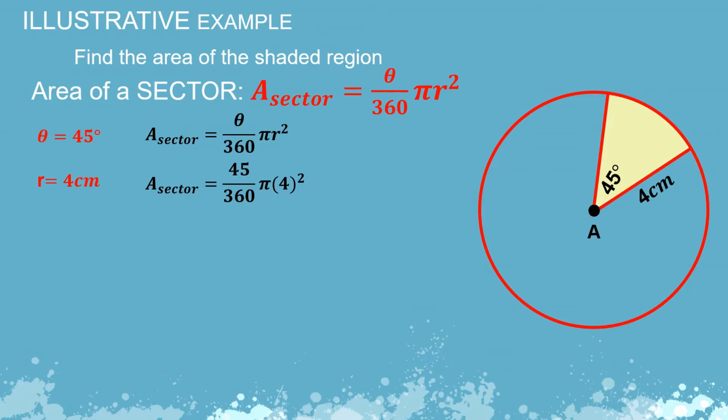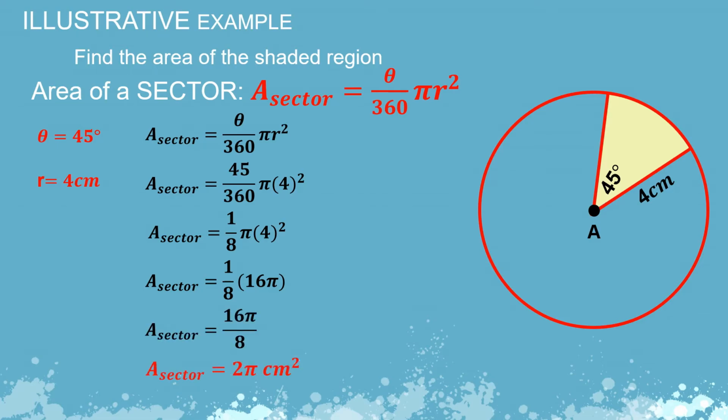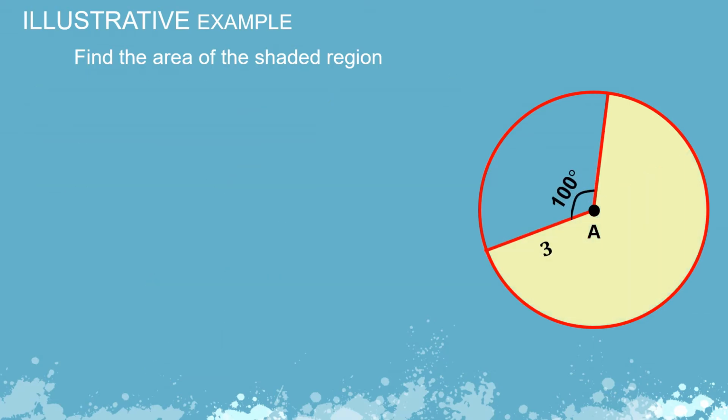Simplifying 45 over 360, that will give us 1 over 8 pi times 4 squared. Evaluating the exponent, we will have 1/8 of 16 pi. Then simplifying this, we will have 16 pi over 8, which is equal to 2 pi cm squared. Okay, so let's have our last example.